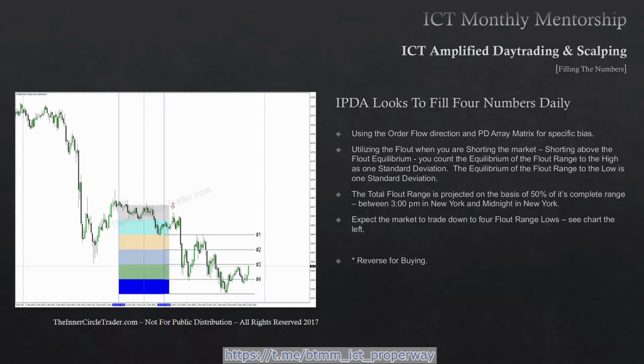You can see the respective level 2, or second number to fill, which is the third flout range low. The fourth low of the flout range is actually number 4 of the range.